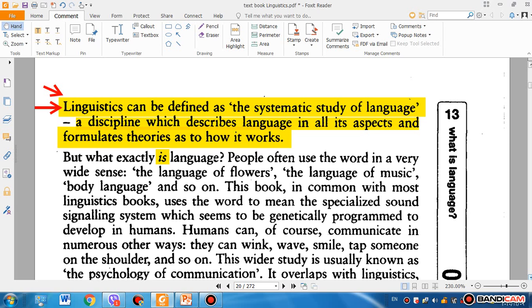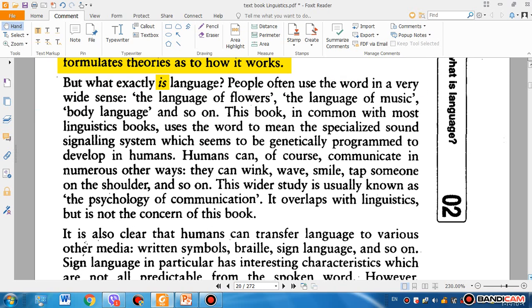The language of peace, the language of war, the language of medicine, and so on and so forth. So there are many wide uses for the notion of language.